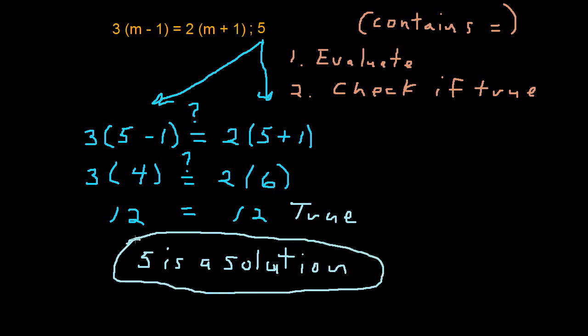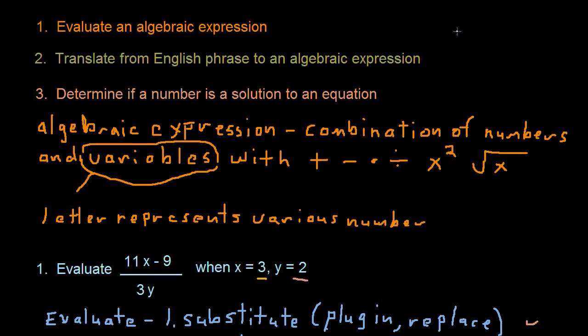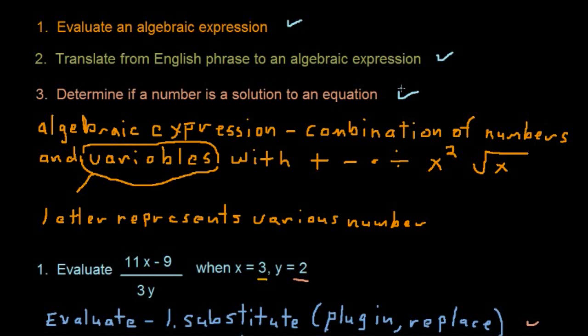Okay, have we completed our objectives? I believe so. We evaluated an algebraic expression, translated from an English phrase to an algebraic expression, and we determined if a number was a solution to an equation. Of all those, I think perhaps the most important might be evaluating an algebraic expression. It comes up frequently. You need to know what to do. Remember, we replaced the variable with a number, and then we performed operations.